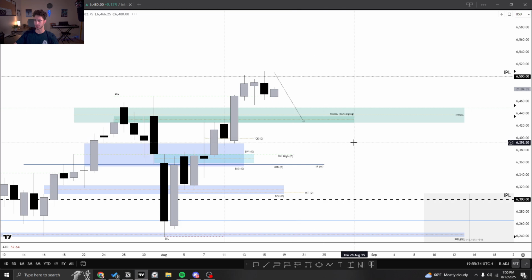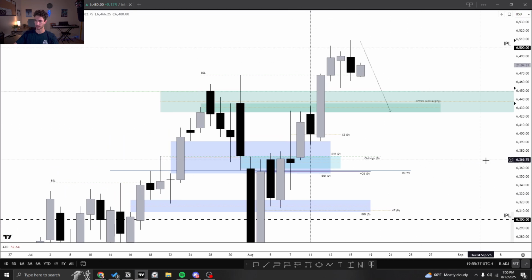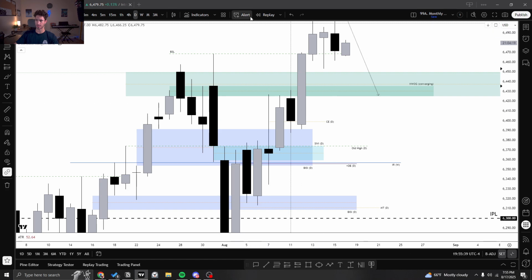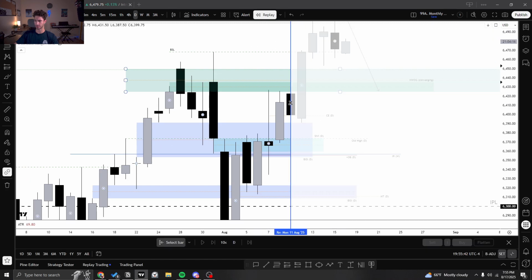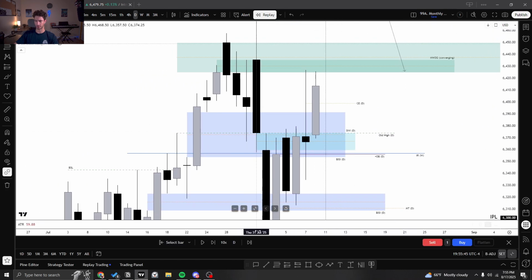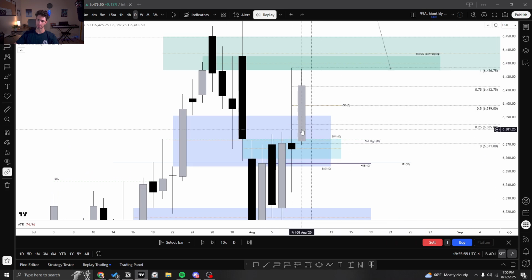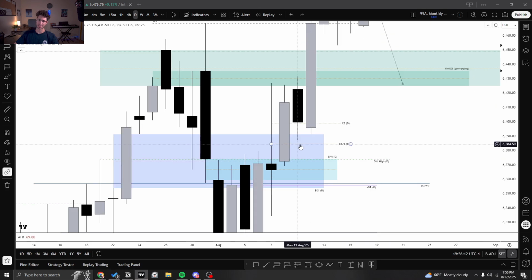If I go into my daily chart here, where you see the week starts here, I have this consequent encroachment of this wick noted. So during my analysis, if I go to the replay button, this is the information that I had. And I was like, okay, I want to see if maybe we're going to retest something inside of here that would converge a little bit better. So I also noted this level here. Price didn't actually hit it.